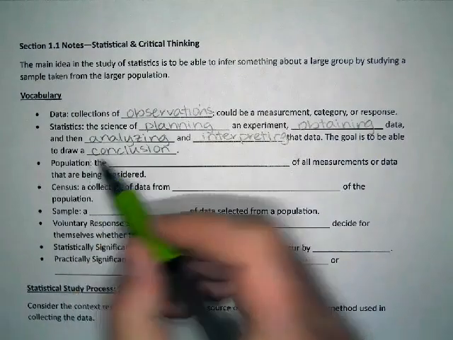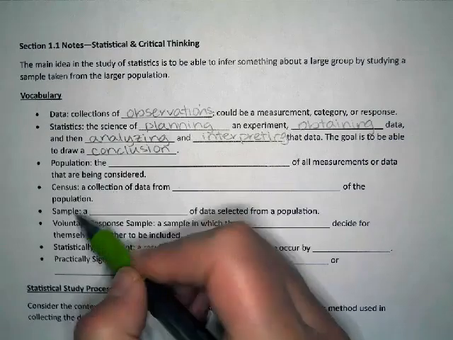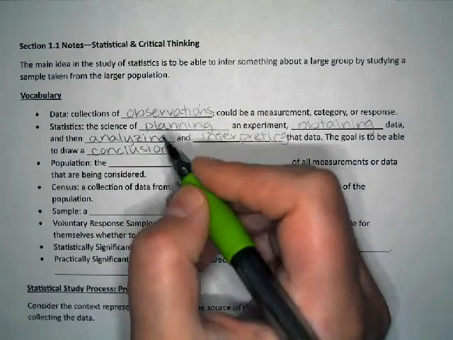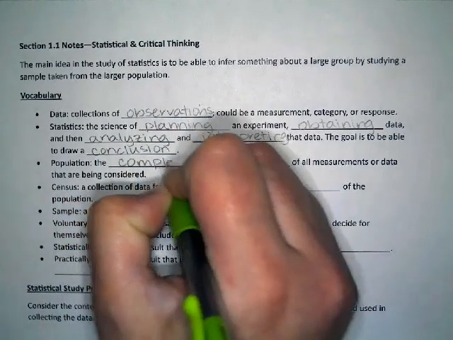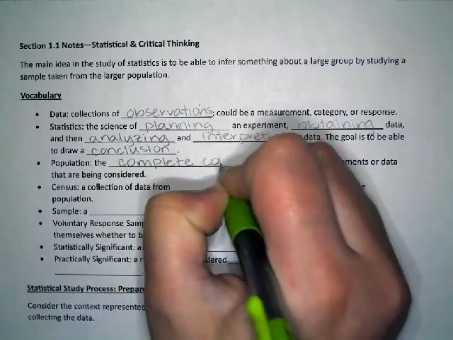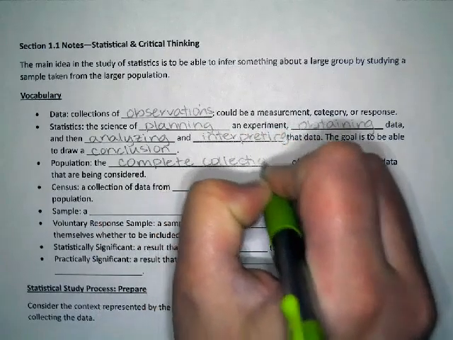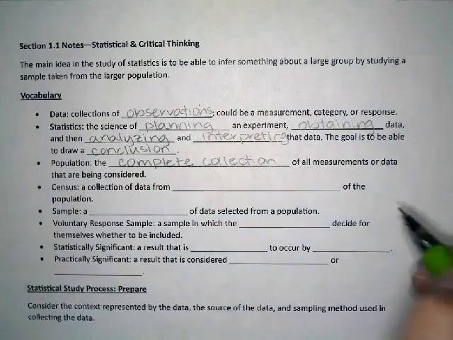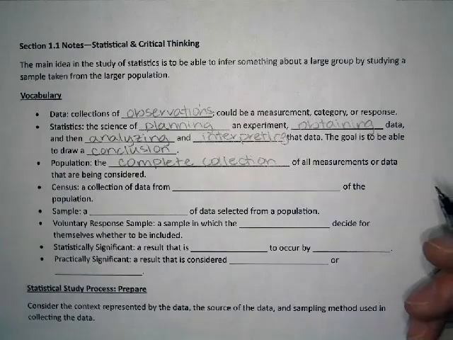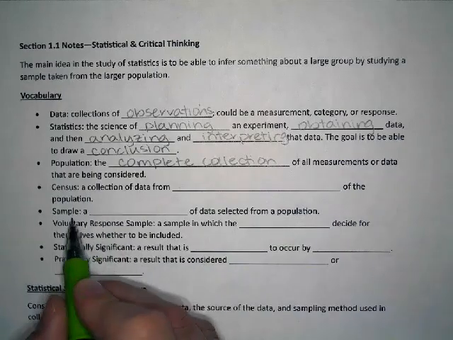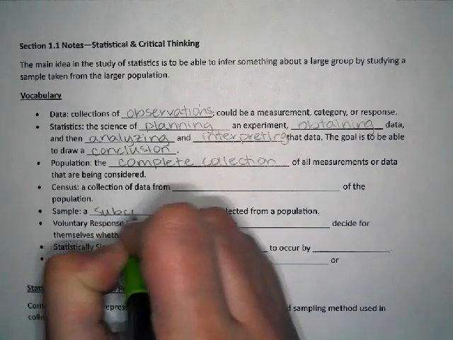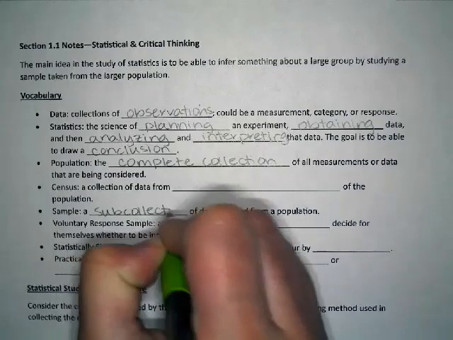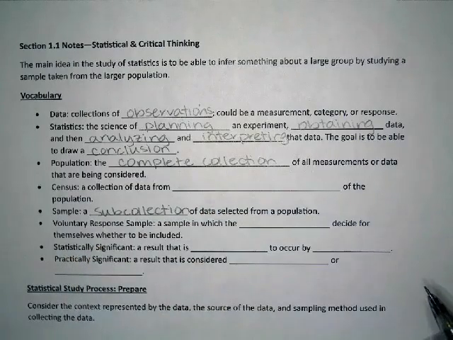All right, the next two words I want to talk about are population and sample. The population is the complete collection of all measurements or data that are being considered. The sample is a sub-collection of data selected from a population.